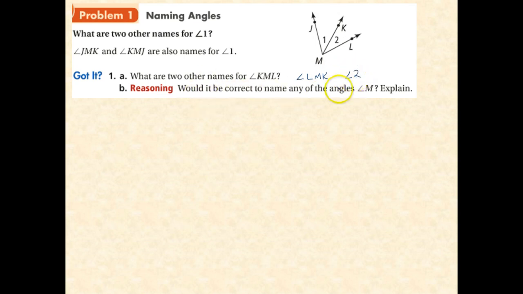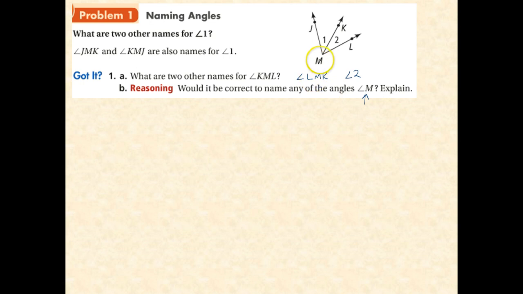Would it be good enough to name any of these angles angle M? If I said to you, what's another name for angle M? Would you know which angle I was talking about? The answer is no. There's not enough information if you just call it angle M. Because you could be talking about angle 1, you could be talking about angle 2, or you could be talking about angle JML. There's 3 options there. So this is a little too ambiguous.